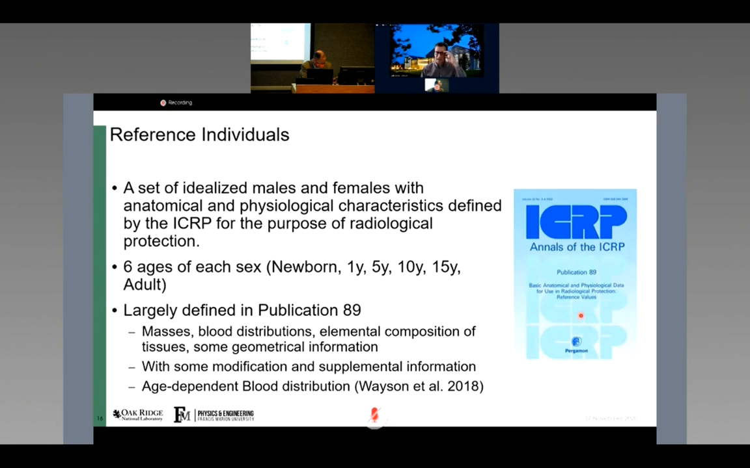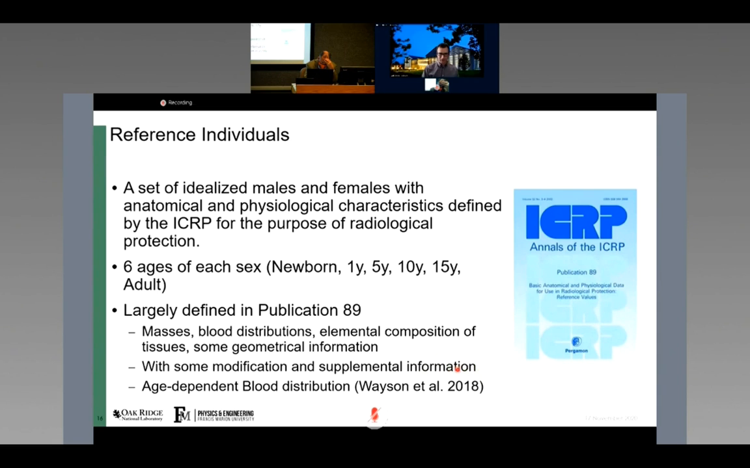Largely, they are defined in publication 89. We do have to supplement 89 with some additional information. Masses are probably one of the most important things that define the reference individuals, but also distribution of blood throughout the body, elemental composition of tissues, some geometrical information for some regions, but in general, there is not a whole lot of geometrical information. So the reference individual does not have a defined shape of the liver, nor does it have a defined location of the liver in terms of its proximity to the heart.